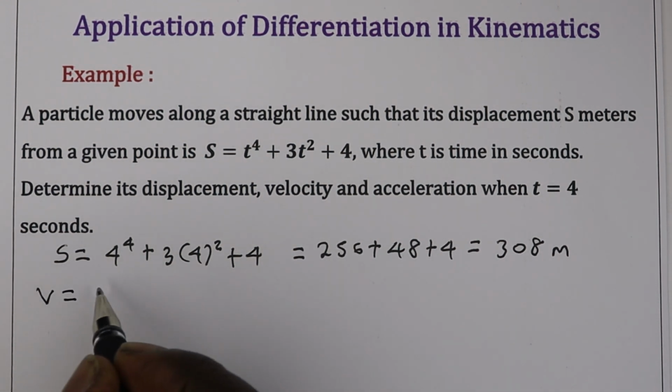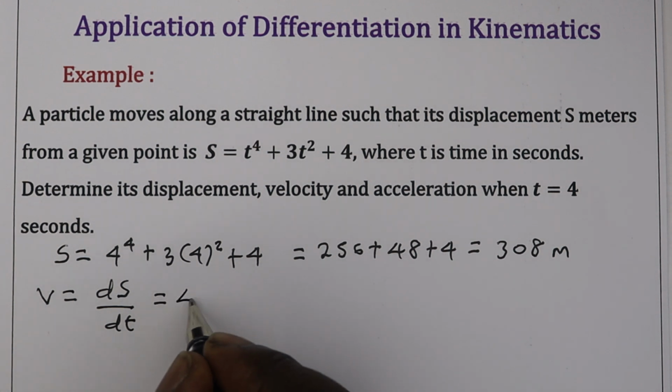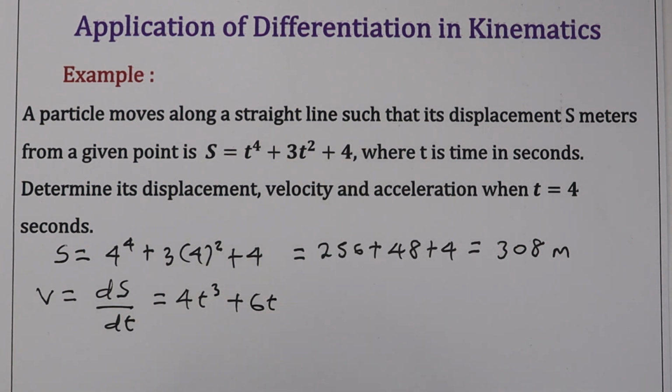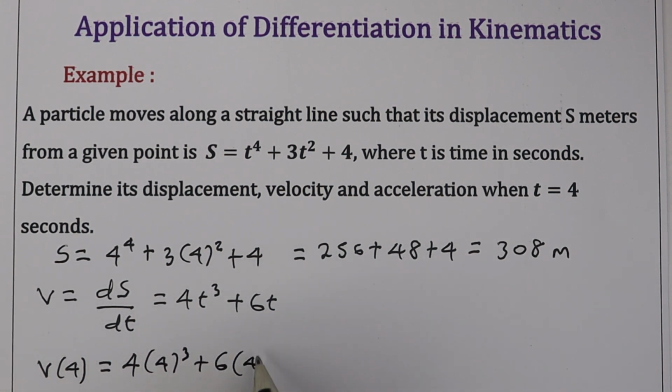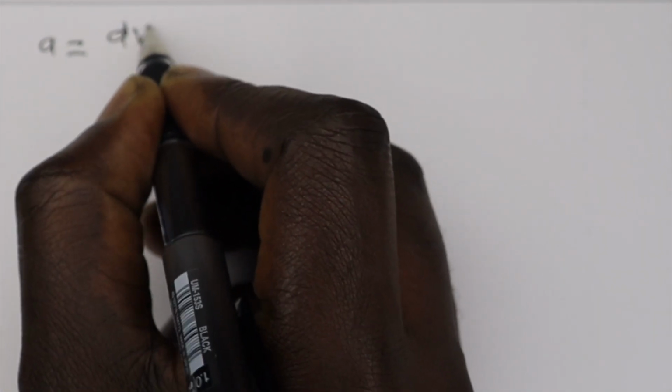So for the other part, that is the velocity. To get velocity v, you differentiate displacement with respect to t. So you differentiate this: that is 4t to the power 3 plus 2 times 3, that is 6t, plus 0. After that, we get velocity when time is 4. That will be 4 into 4 cubed plus 6 into 4, which is 4 times 64, that is 256, plus 24. And that is going to be 280 meters per second.